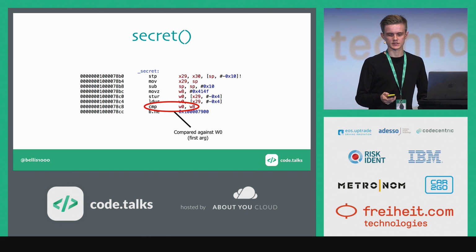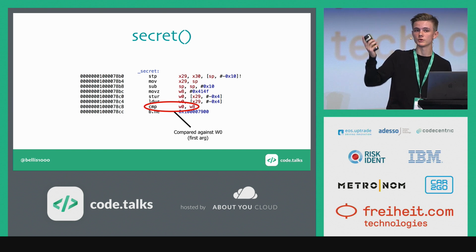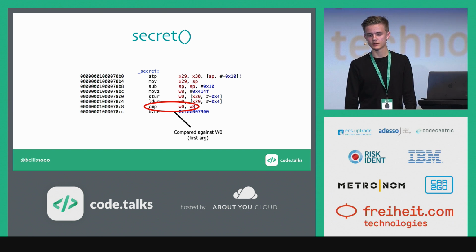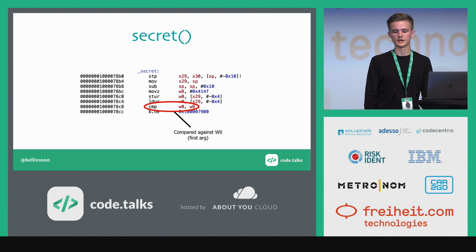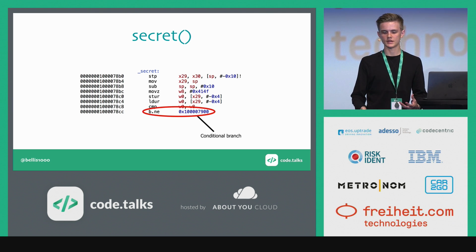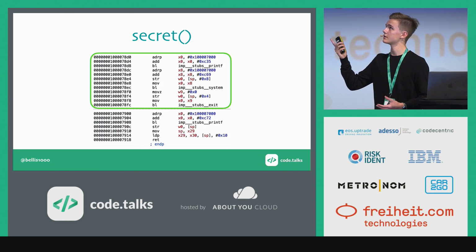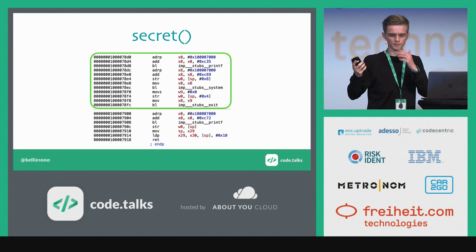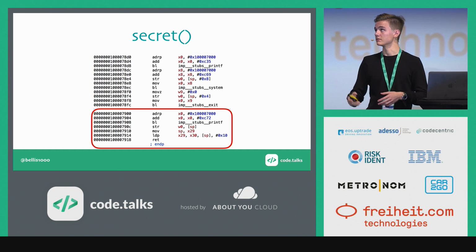What it does is compare it against the first argument. You can see it's comparing against W0, the 32-bit version of X0. If it succeeds, so if it's a valid code, it's going to branch you to this section, which will give you the root shell. And if it's not, then it's going to tell you that you got it wrong.